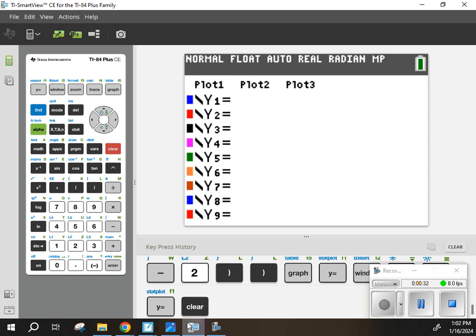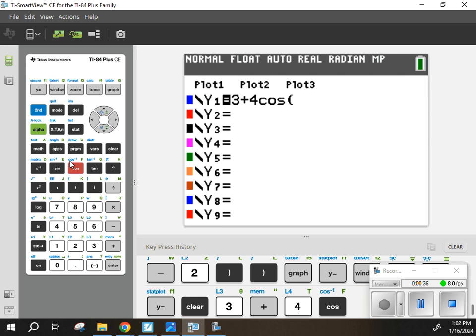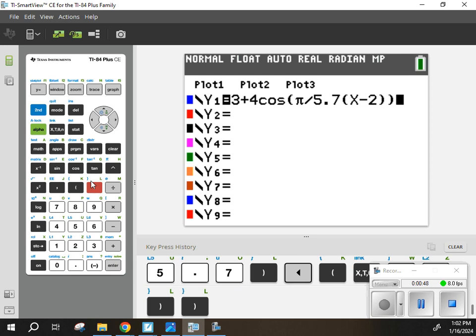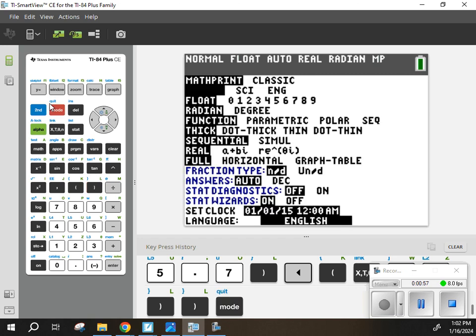So let's go ahead and put in our y equals 3 plus 4 cosine of pi over 5.7. I'm not going to close my parentheses here. If I do, I'm not actually plugging x into cosine. And I want to open up another set of parentheses for that x minus 2. Okay, so just take a look at how that's typed in. Now, I know that's in radians, so I'm just checking my mode, good to go, I'm in radian mode.